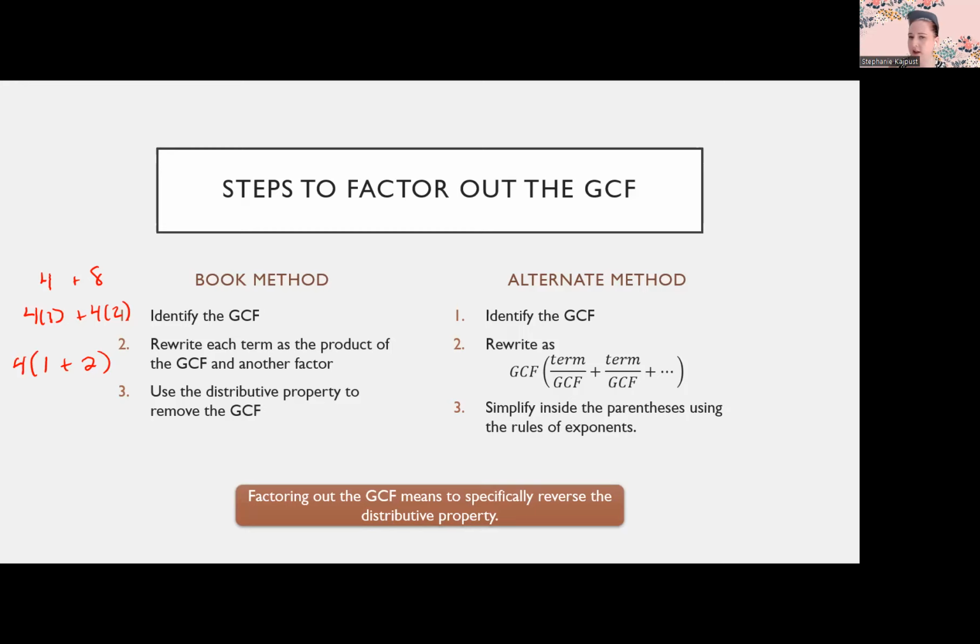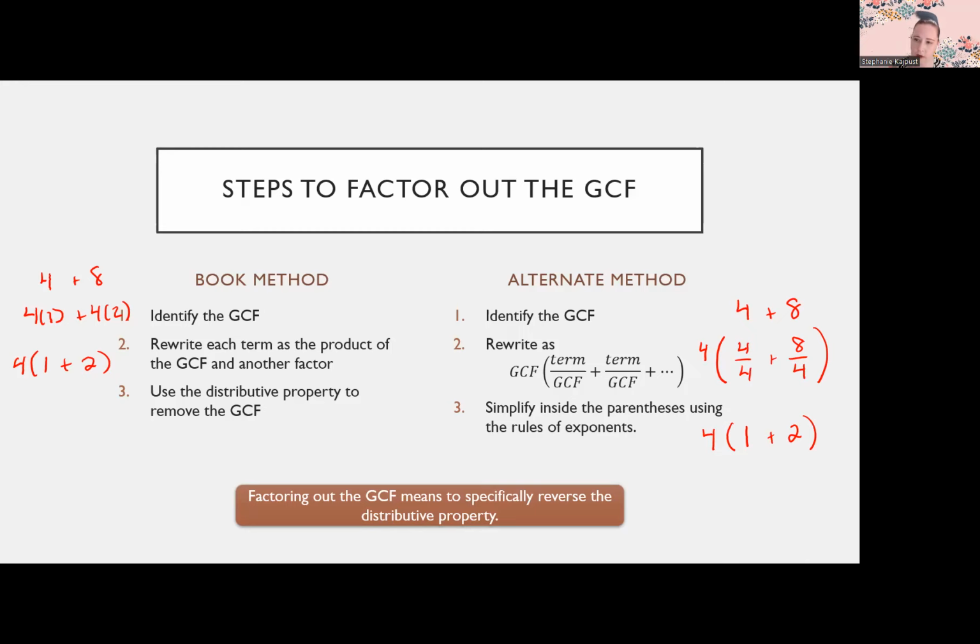My method starts the same way. We'll use the same example, which usually has variables in it, but we'll just use these numbers: 4 plus 8. And I can divide those both by 4. So in my method, you take whatever you're dividing by in front, and then you divide each of these by the greatest common factor. And then you simplify inside the parentheses. So 4 divided by 4 is 1, 8 divided by 4 is 2. You get the same thing. It's just that instead of writing them as factors, things multiplied, I do it as division.